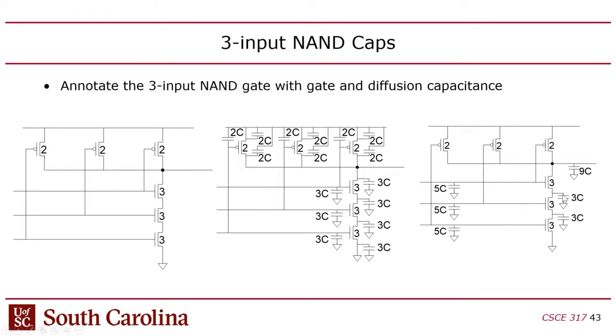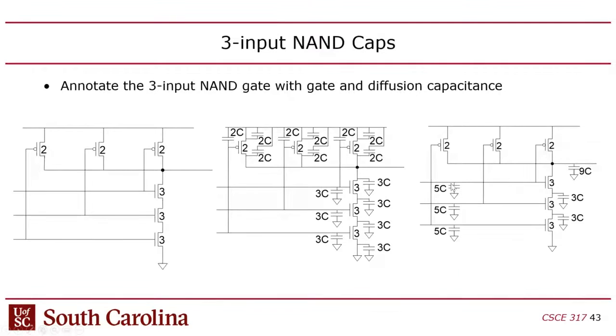And then for these nMOSs in series, we're going to have a 3C diffusion capacitance, but only 2 of them. Well, actually 3 of them, but these 2 are 3C, 3C. The one on the bottom gets dropped. And the one in the middle on the output is going to be the drain capacitance of the topmost nMOS, and the drain capacitance of all 3 PMOSs. So you take 3 plus 2 plus 2 plus 2, that gives you 9. So there's a 9C total.